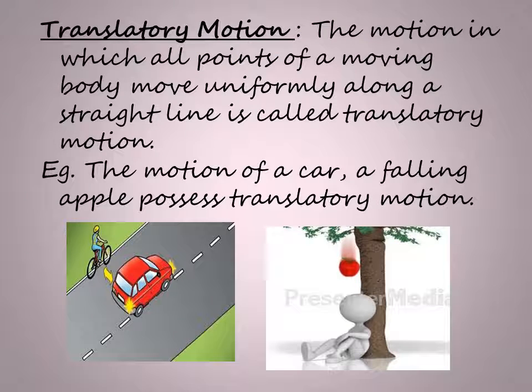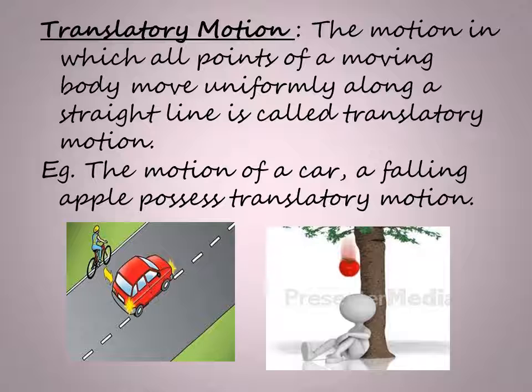So what do we mean by translatory motion? As we know, the motion in which all points of a moving body move uniformly along a straight line is called translatory motion. That means the motion is uniform and in a straight line, and it is called translatory motion.